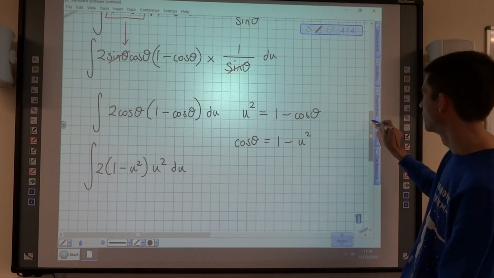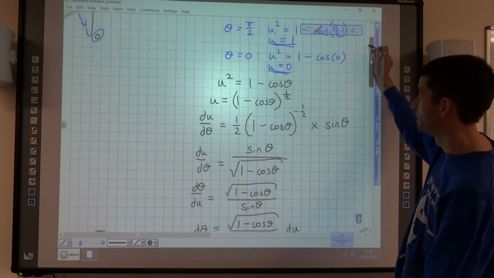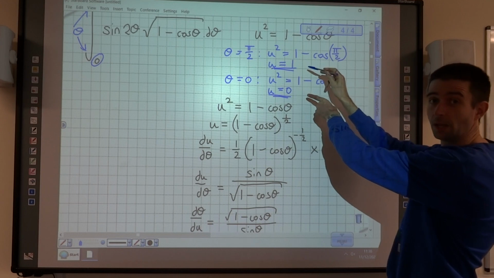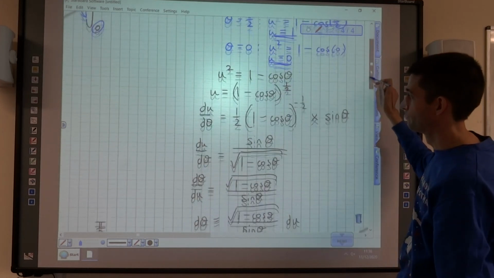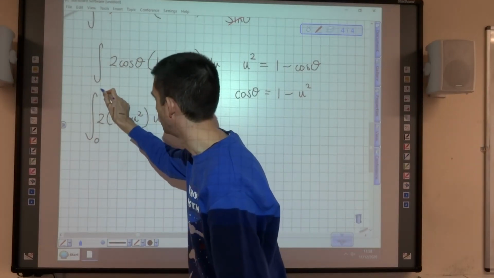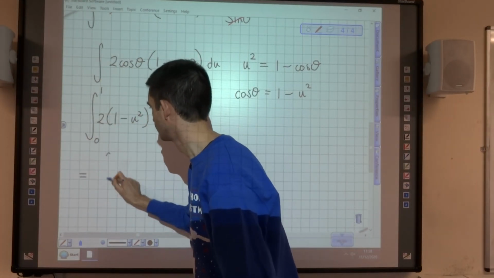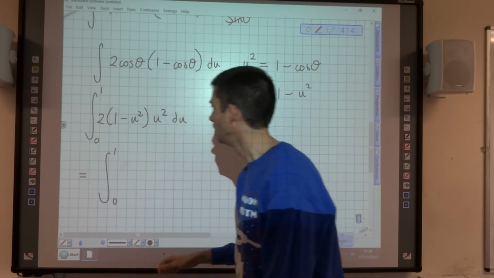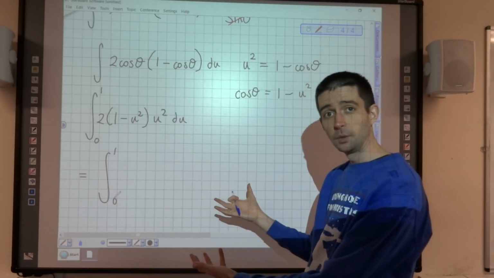Now at this point I need to think about my limits because I want to be using my u limits now. So I'm going to go back to the very first thing that I did, which was finding the new limits, which were 0 and 1. So let's put that in down here: 0 and 1.